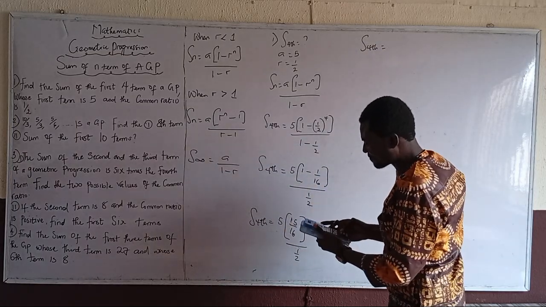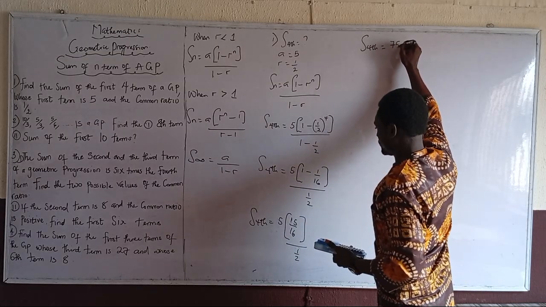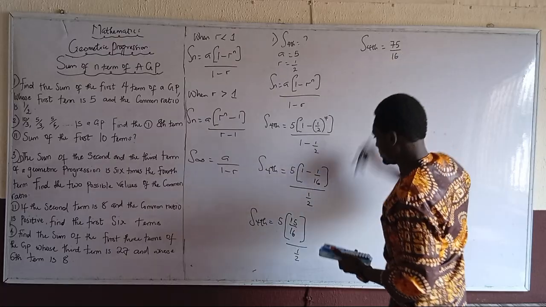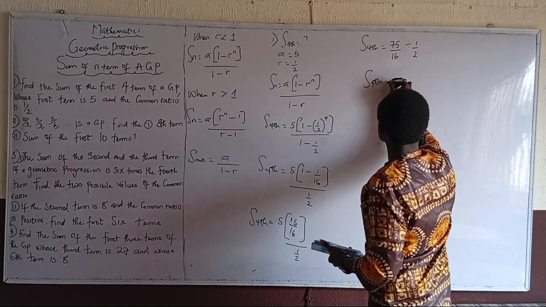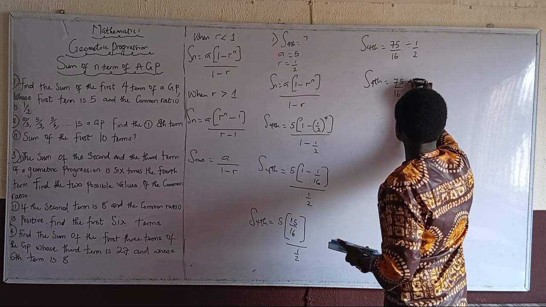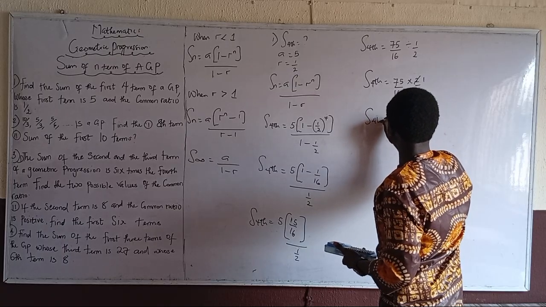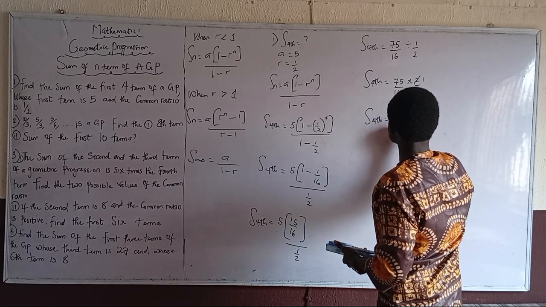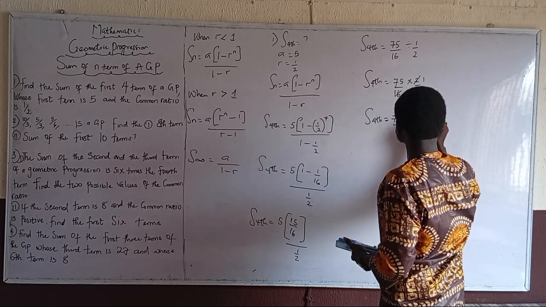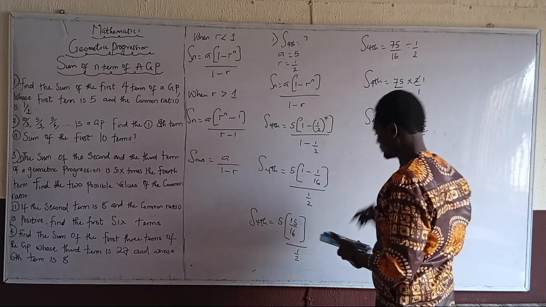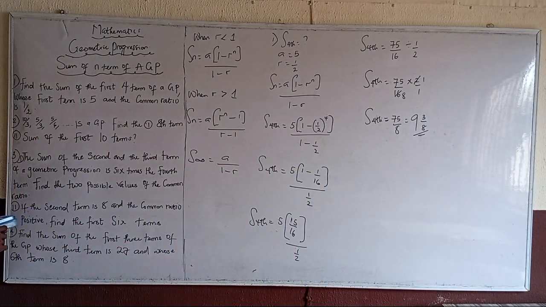So from here, sum of the first terms becomes 5 times 15, that is 75, divided by 16, then divided by 1 over 2. So sum of the first terms becomes 75 over 16 times 2 over 1. So 2 here 1, 2 here 8. So sum of the first 4 terms becomes 75 over 8. And that will give us 9 whole number 3 over 8. So that's question 1. So we move to question 2.